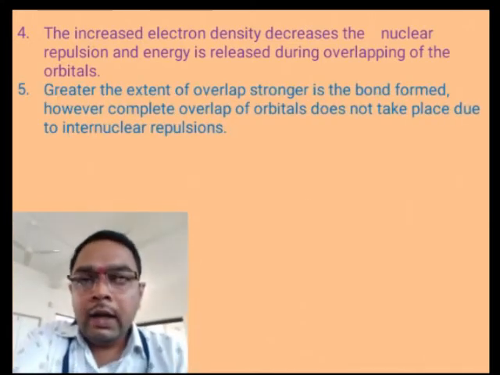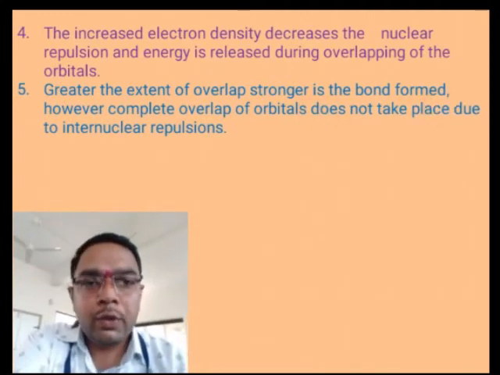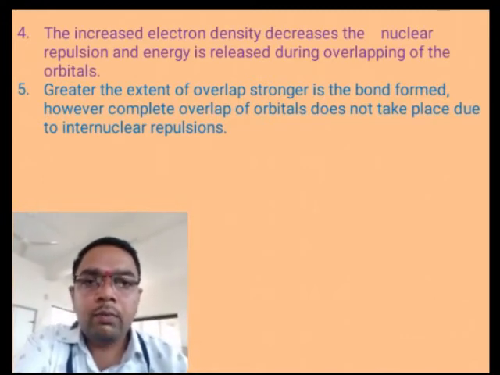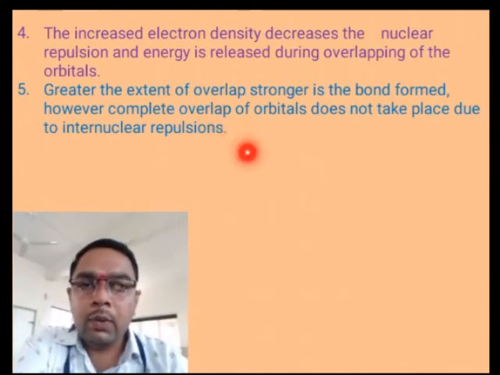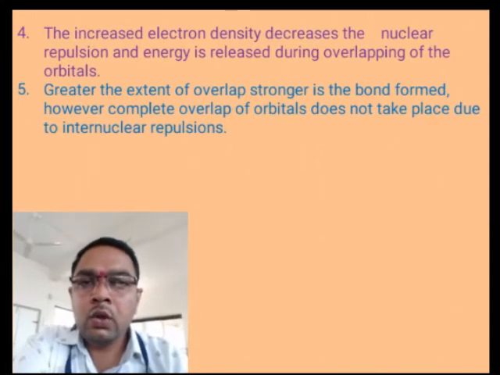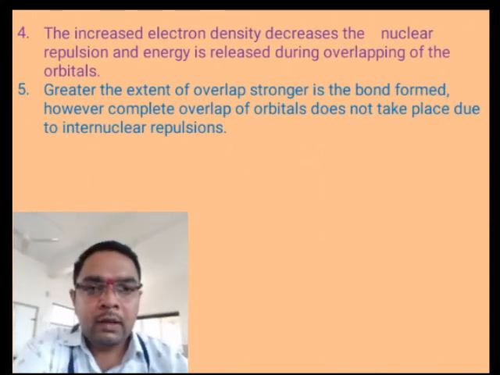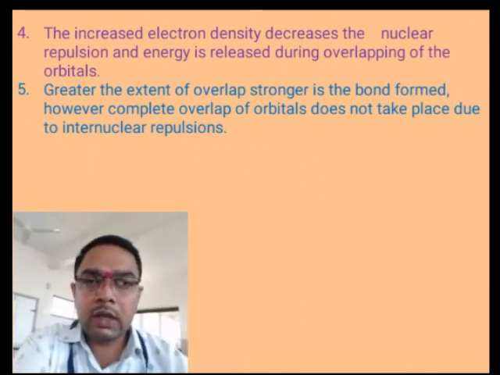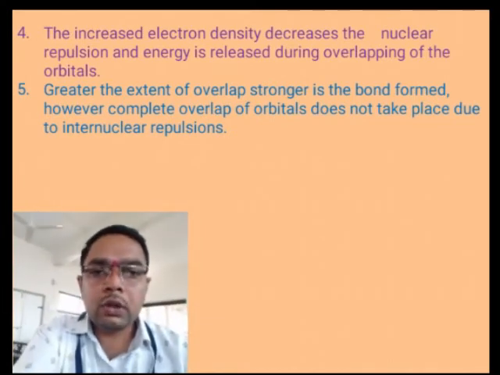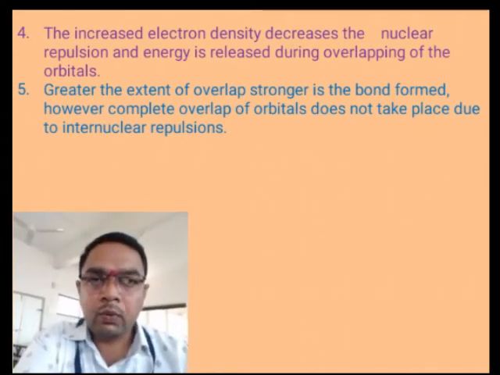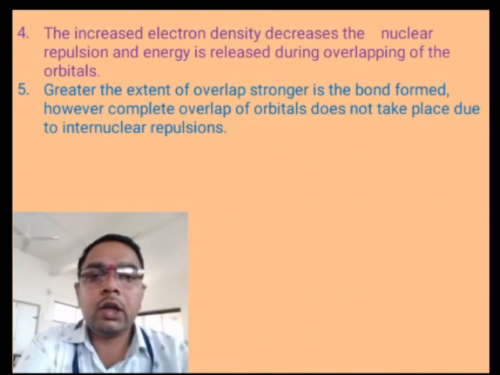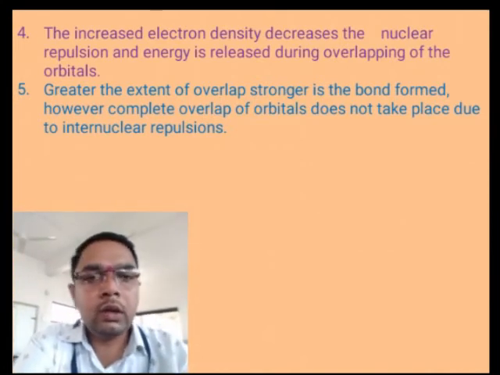The greater the extent of overlapping, the stronger the bond formation. If the extent of overlapping is maximum, it forms a stronger bond between the two atoms. However, complete overlap of the orbitals does not take place due to internuclear repulsions. There is nuclear repulsion. Electron repulsion between the two atoms is maximum when they come closer than their limiting distance. Therefore, complete overlap of the orbitals does not take place.